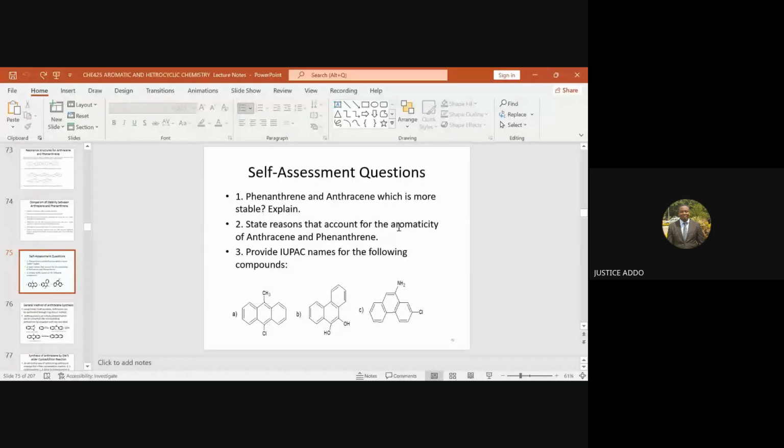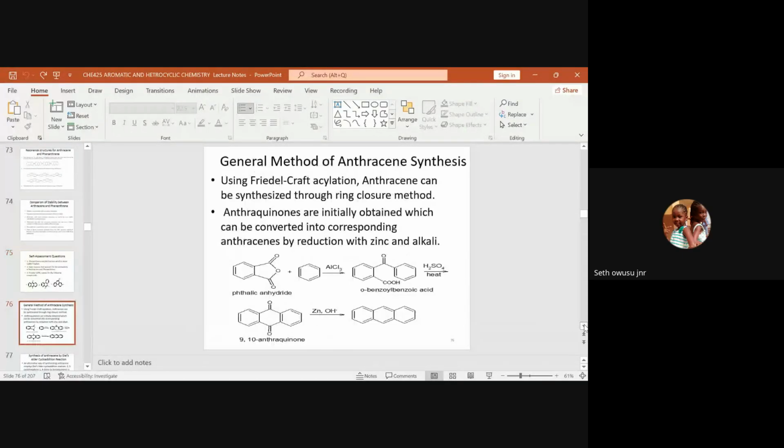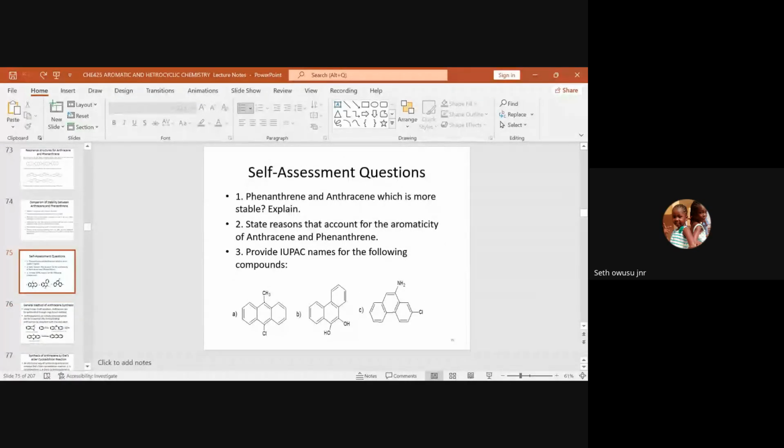Then state reasons that account for aromaticity of anthracene. Okay, this one too is there. Provide the IUPAC names for the following compounds. I think we have looked at some. Do you want to try the ones here, A, B, C? Or should I let you go and do it on your own? Please, Doc, we are trying our hands. It's not everything that we have to try here. Some of them you have to go and work on your own so that we move. But this is one day we should be able to try it. All right.